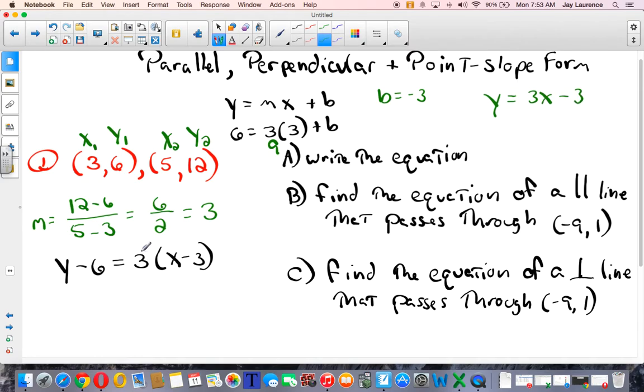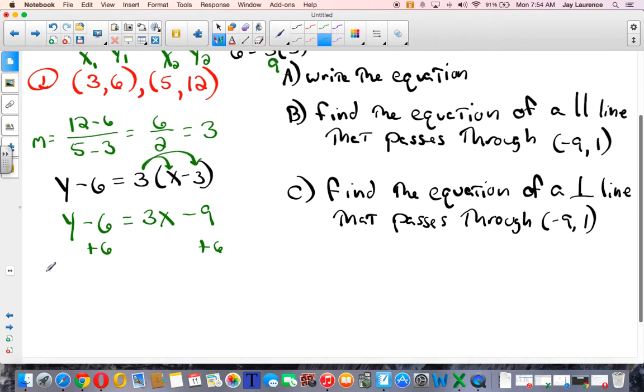Now, I'm going to do it here in point slope form just to show you the 2 ways to get to the same place, and you are free to choose the way that works best for you unless the directions specifically specify which way you need to do it. All right, so I'm going to add 6 to each side. And in doing so, I will end up with the equation y equals 3x minus 3. So you see we get the same thing.